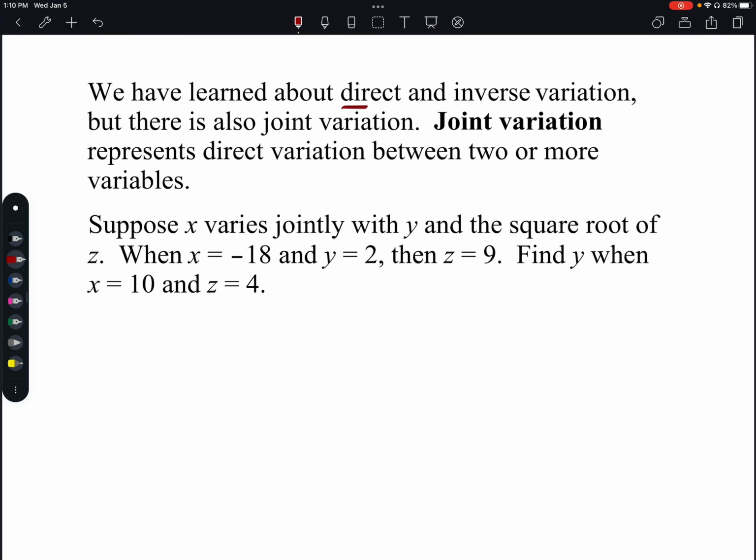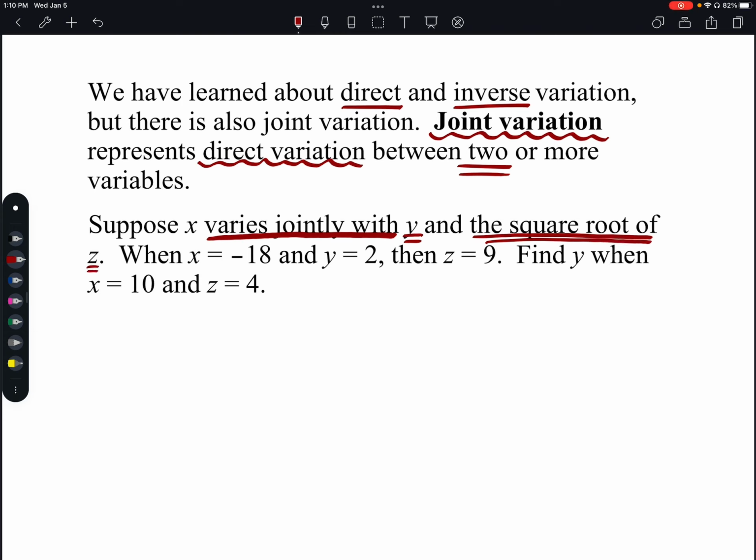So we've talked about direct variation and inverse variation, okay? But there's also what we call joint variation. And it's not hard. It just represents a direct variation between 2 or more variables. Okay, so an example for that. It says, suppose x varies jointly with y and the square root of z.